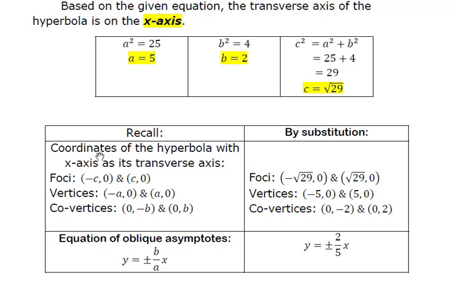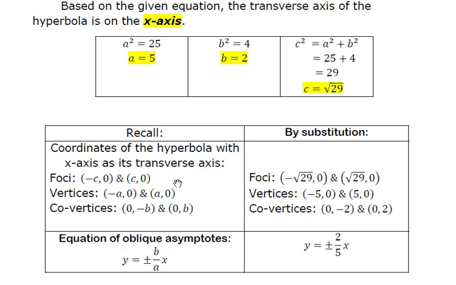Recalling the values for the hyperbola with the x-axis as its transverse axis: for the foci coordinates, we have plus or minus c, 0. Then vertices, plus or minus a, 0. And co-vertices, 0, plus or minus b. And for the equations of the asymptotes, we have y equals plus or minus b over a x.